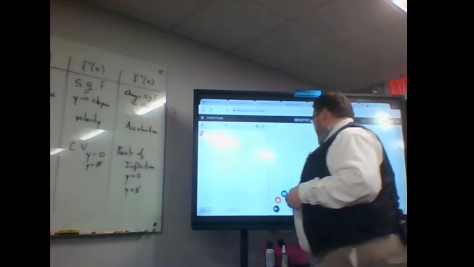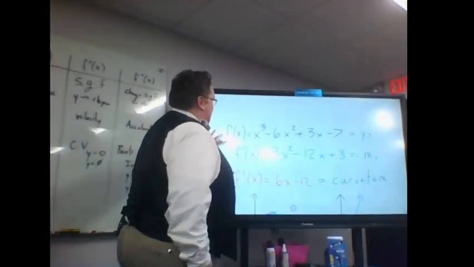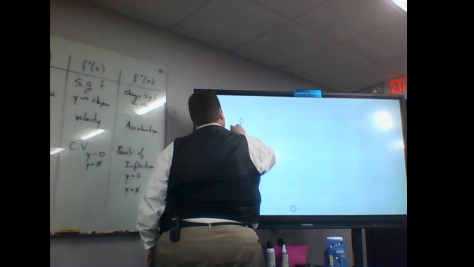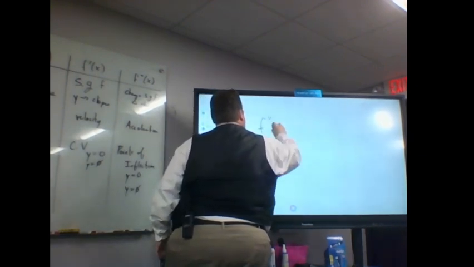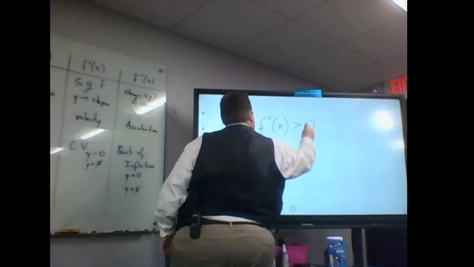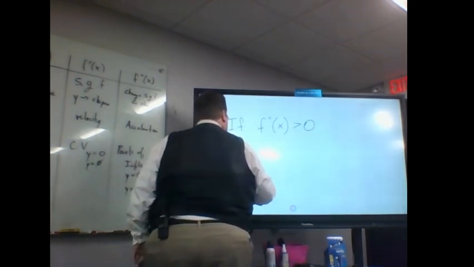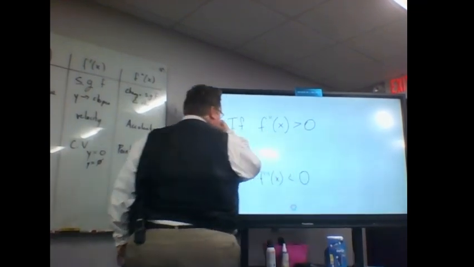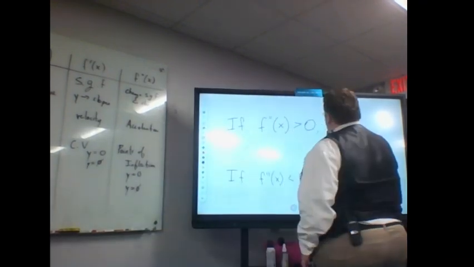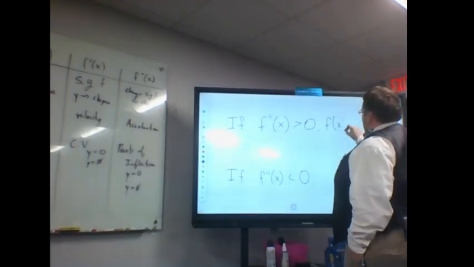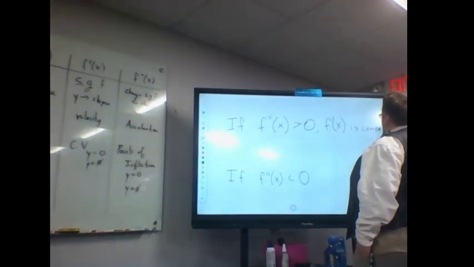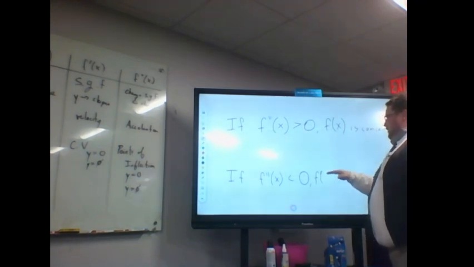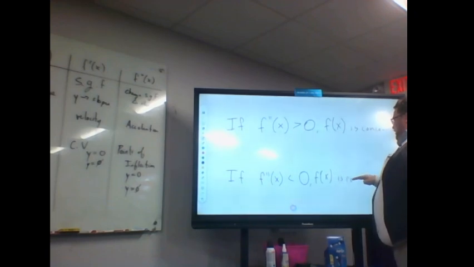Take a look. What else? If f double prime of x is greater than 0, if f double prime of x is less than 0. Greater than 0 implies f of x is concave up. Less than 0 implies f of x, I do it every time, f of x is concave down.